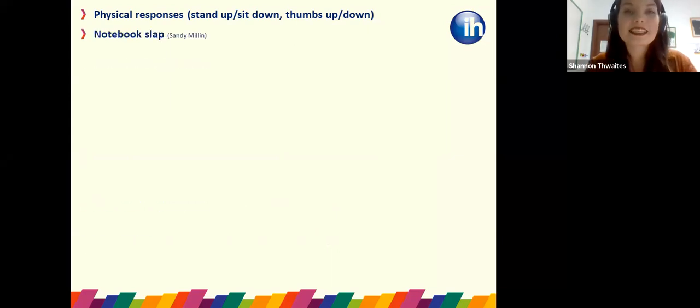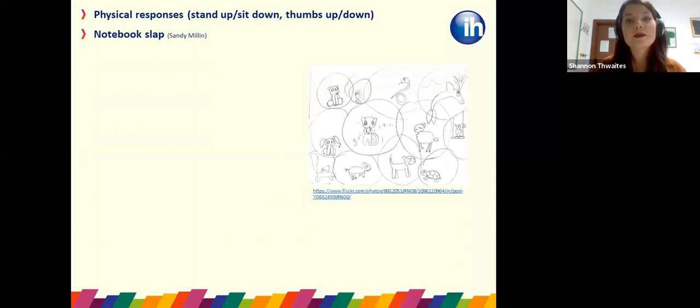My next idea is a notebook slap, which I actually got from Sandy. So students love a board slap, but we definitely should not encourage them to hit the computer because we cannot afford to keep replacing the computers. So if they draw or write in their notebook, then they can slap that instead. Slightly difficult to monitor, but if you put the right answer on the screen, then it's fairly easy for you to see whether they've got it correct or not, usually through a facial expression or a bit of a groan if they've got it incorrect.